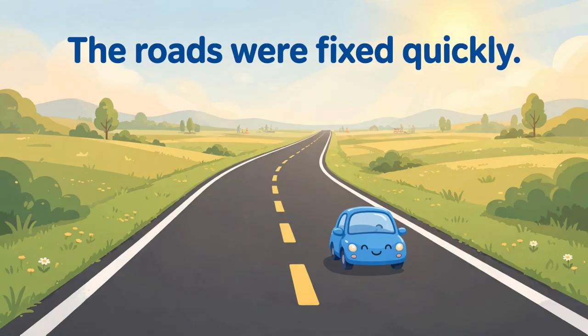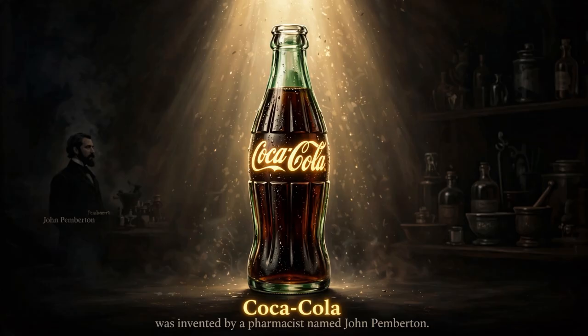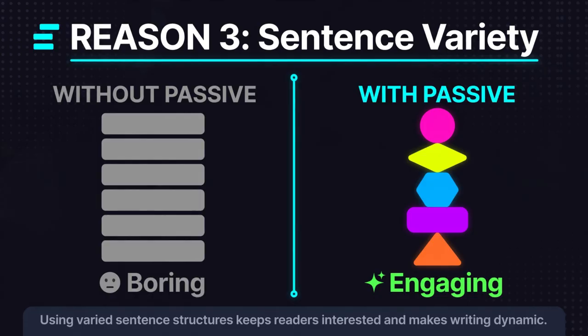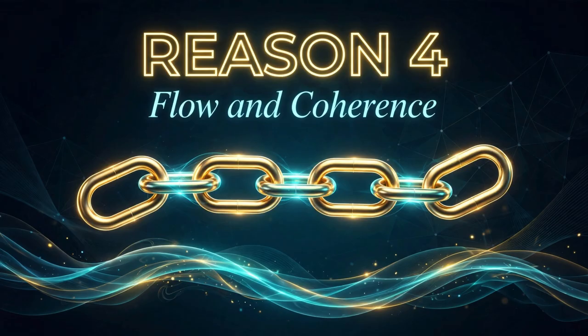Example, the roads were fixed quickly. Reason 2. Shifting focus. Put your main topic in the subject position. Example, Coca-Cola was invented by John Pemberton. Reason 3. Sentence variety. Break the boring subject-verb-object pattern. Mix it up to keep your reader engaged. Reason 4. Flow and coherence. Connect ideas smoothly by placing them close together, guiding your reader from one sentence to the next.